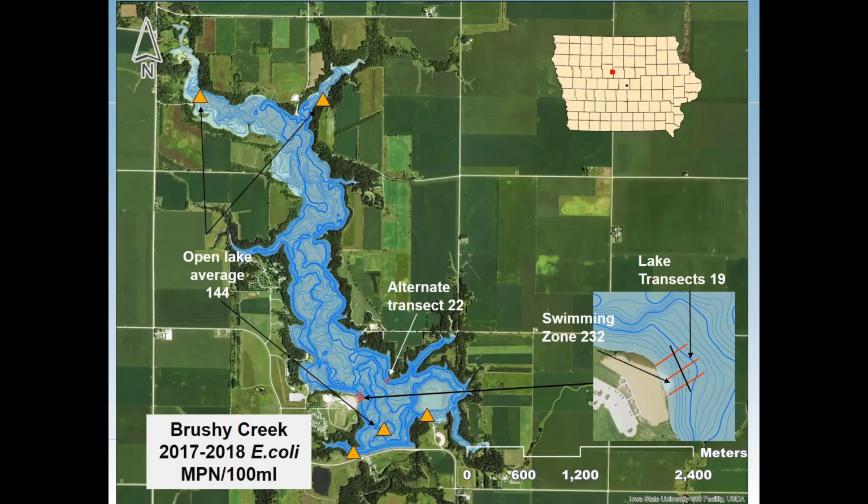And then when we look at our alternate transect, or the zone that mimicked the same spacing that we were looking at in that beach environment, we only had an average concentration of 22 MPN per 100 mils. And then when you look at what was occurring in the shoreline area close to the beach, you can see as you move from the open lake environment in close to the nearshore zone, you go from averaging around 19 to averaging 232.